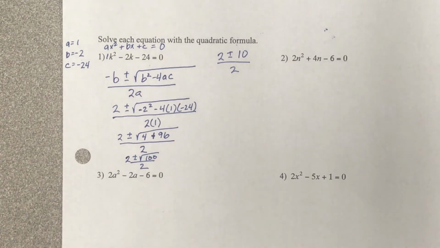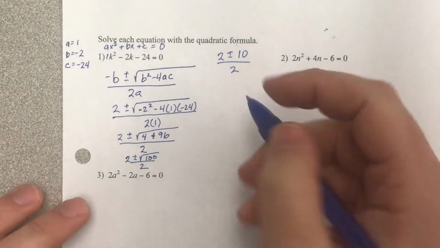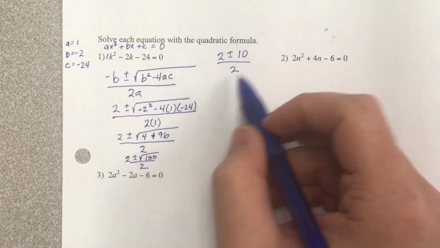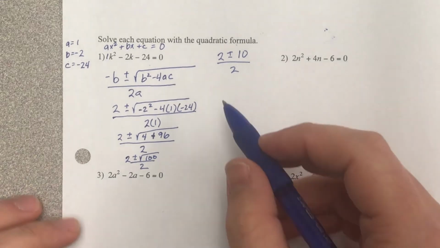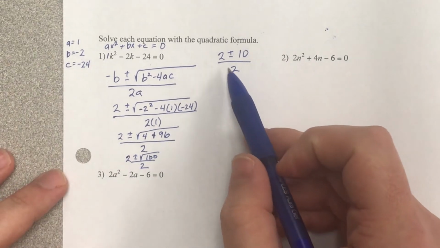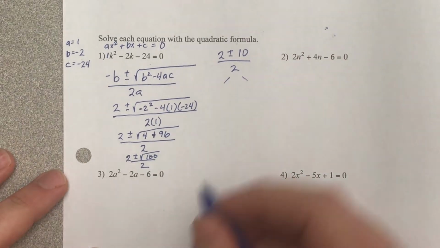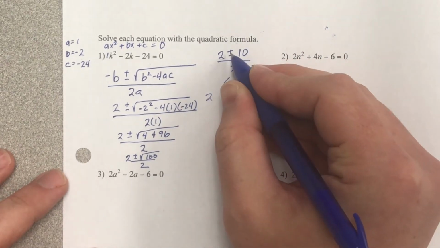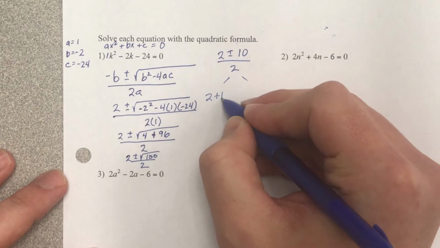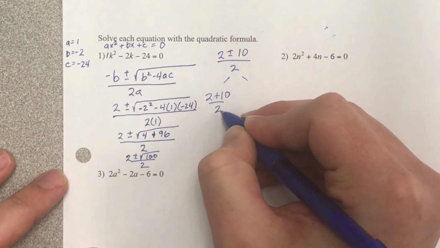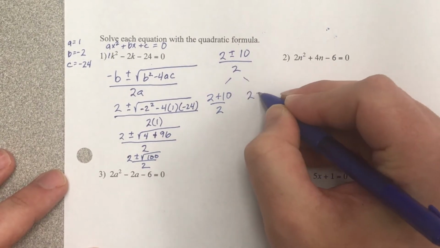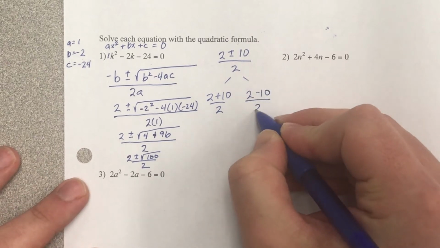And we can kind of break this down a couple different ways. The first thing, we could simplify this, or if you feel comfortable, because you can simplify it and say 2 goes into all of that, or you can just kind of break it down into 2 things and say this. Because it's a plus minus here, 2 plus 10 divided by 2, and 2 minus 10 divided by 2.